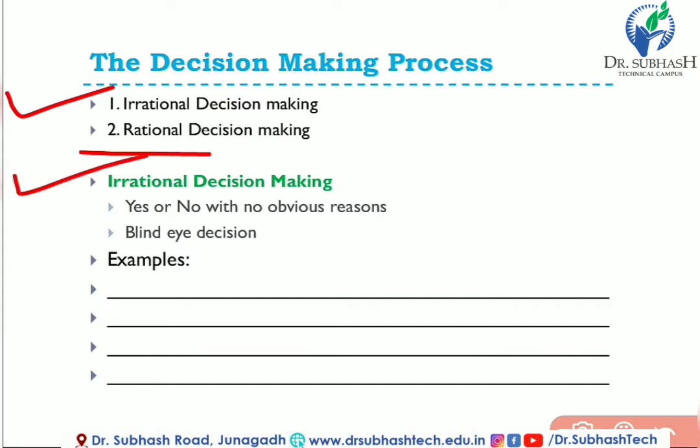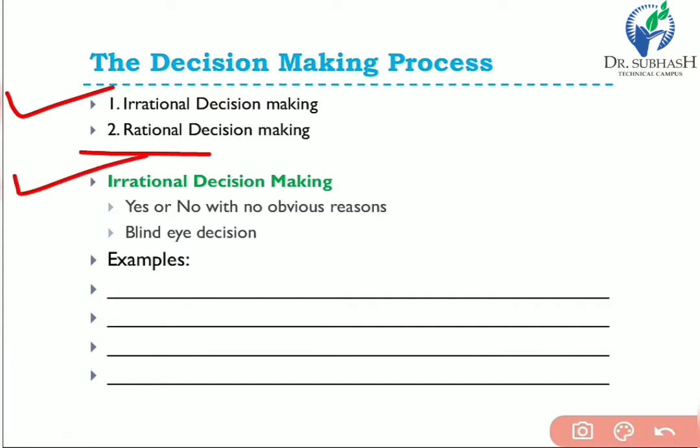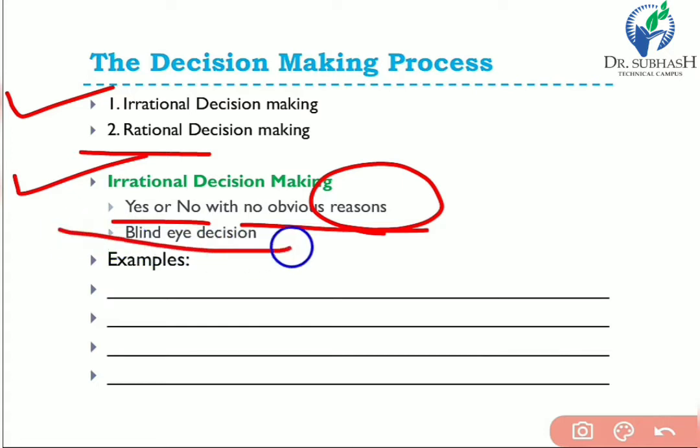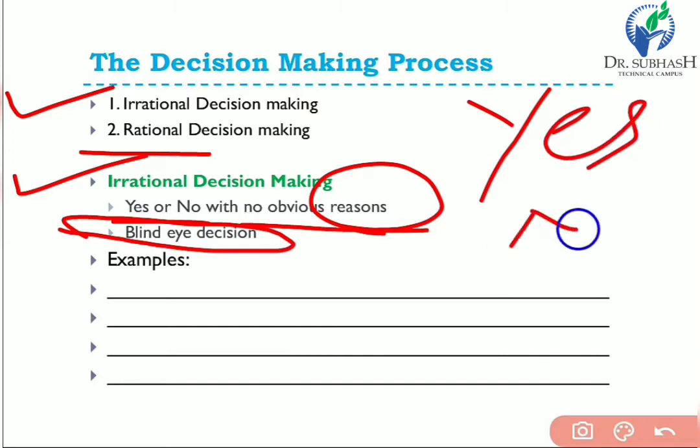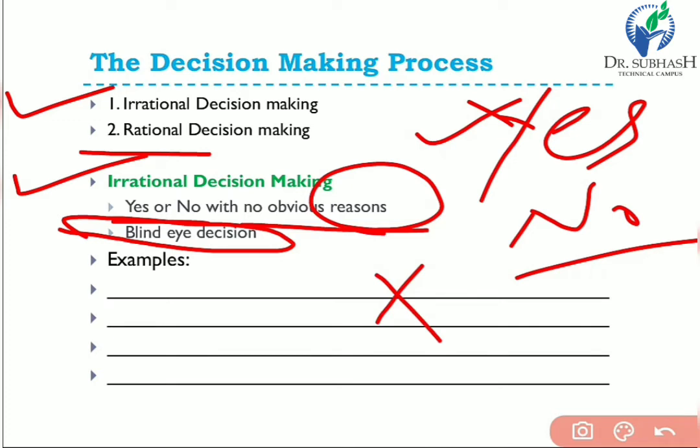The irrational decision making process is very simple, in which we simply give a decision like yes or no with no obvious reasons. There is no reason included in it. The second name of irrational decision making is blind eye decision making process, in which we are not giving any type of reason. We simply say yes or no. Like if we want to buy a car, simply yes, I want to buy a car, because I want to buy it. There are no reasons how and why I want to buy a car.